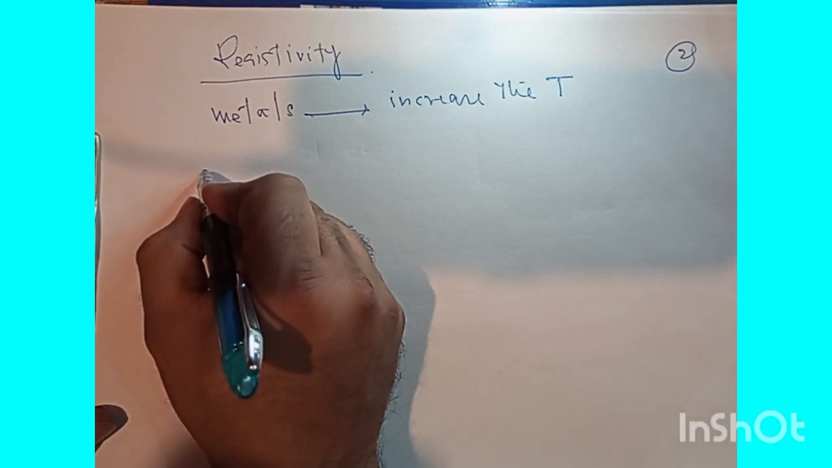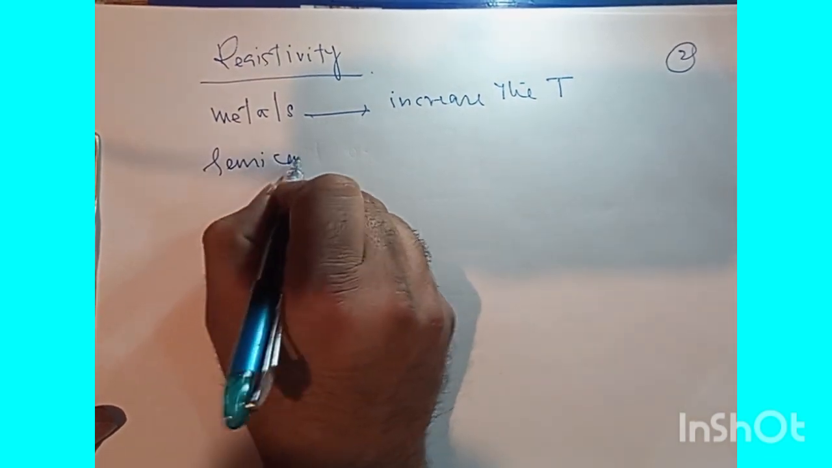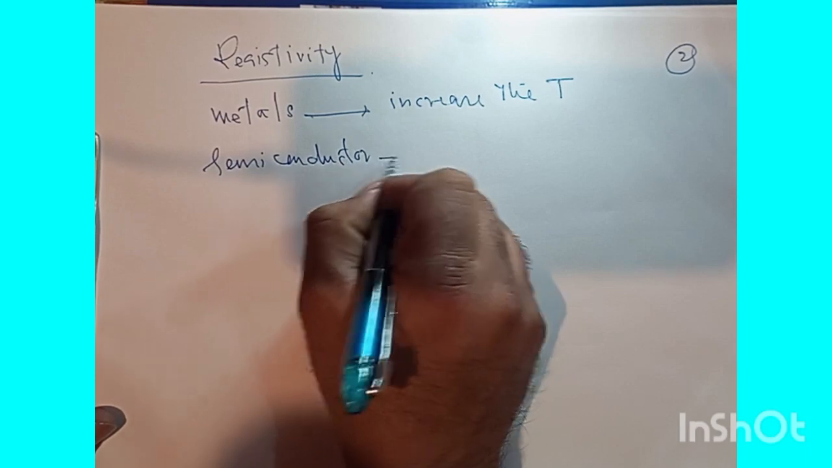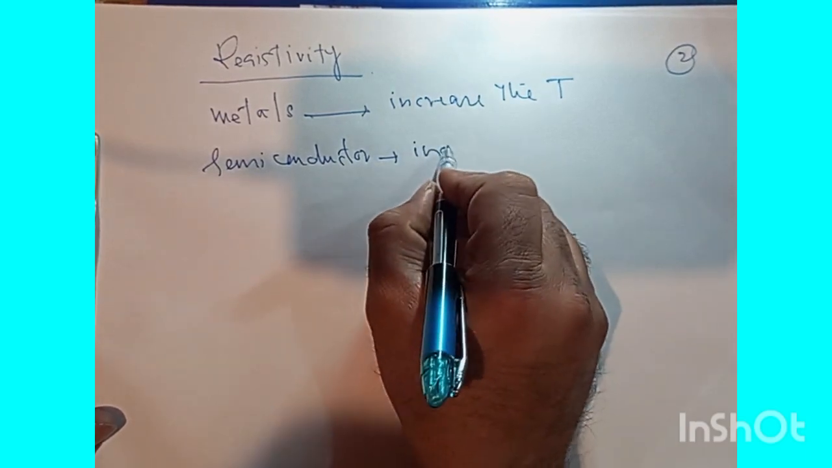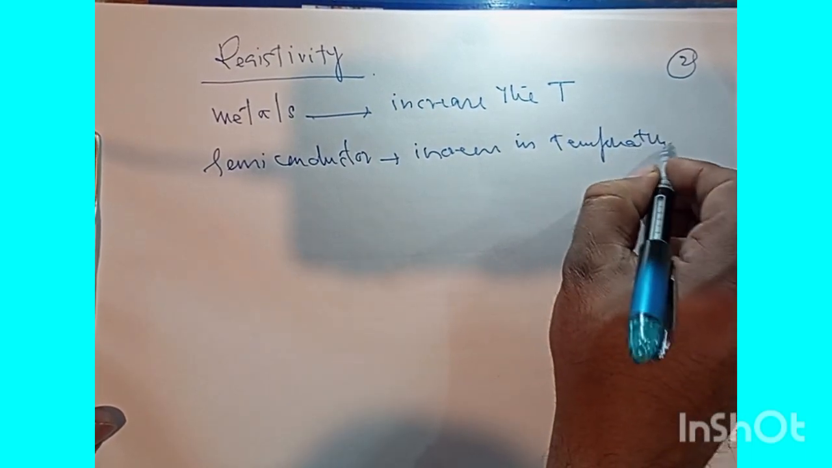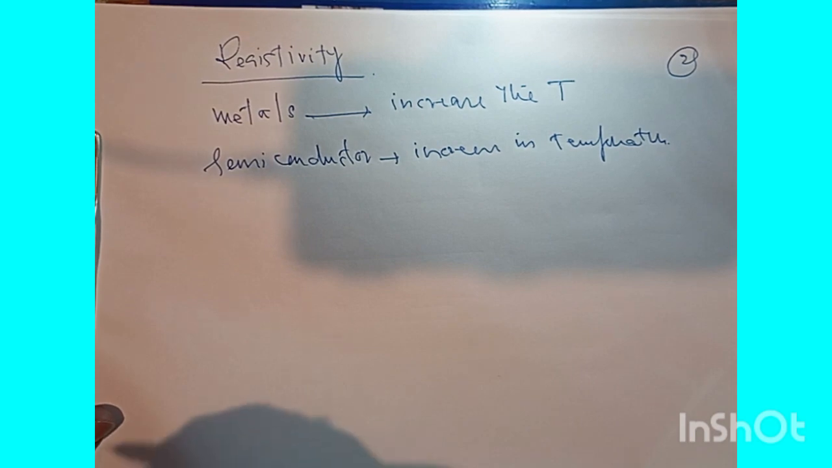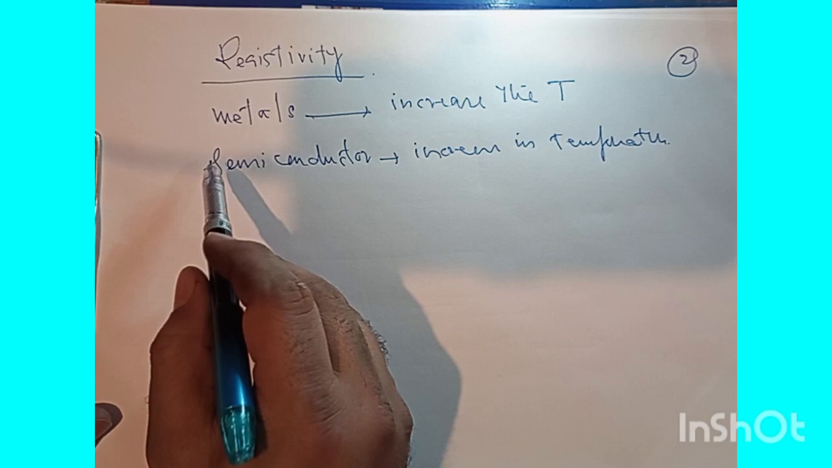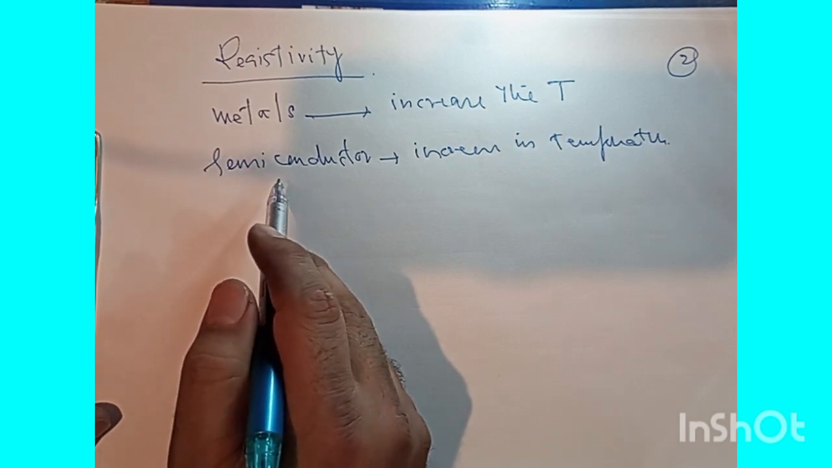But that's not the case with semiconductors. With increase in temperature, here the story is different. What happens with the increase in temperature? You have more and more electrons available in the conduction band, and the availability of electrons in the conduction band leads to an increase in the conductivity of these materials. So here is a distinction between metals and semiconductors.